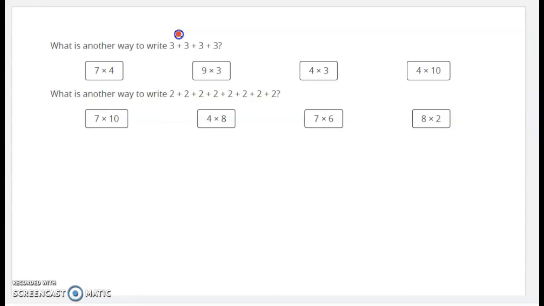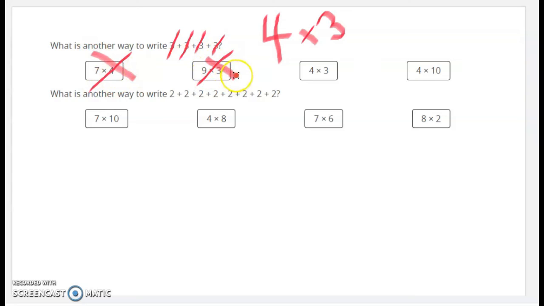We have 1, 2, 3, 4. So we have 3 repeated by itself 4 times. That'll be 4 times 3. Okay, we have here 7 times 4. That's not the choice for that. That's not the correct answer. 9 times 3 either. 4 times 3 or 3 times 4. This is the correct answer. And 4 times 10 is not, you know that. Okay, now let's find the product of multiplying 3 times 4 or 4 times 3.